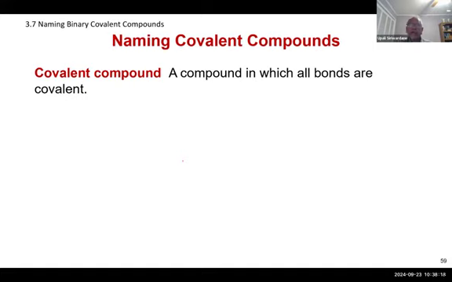Now we're going to go over naming ionic and covalent compounds. First, naming ionic compounds. Ionic compounds are named based on the anion and cation names. There's a similarity between naming covalent compounds and ionic compounds, but we don't use prefixes in ionic compounds. The formula of an ionic compound is obtained by cross-multiplying charges to get the charge balance.